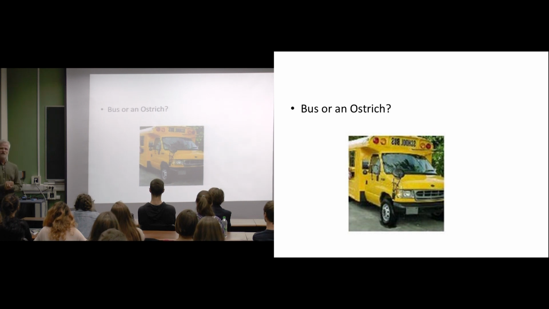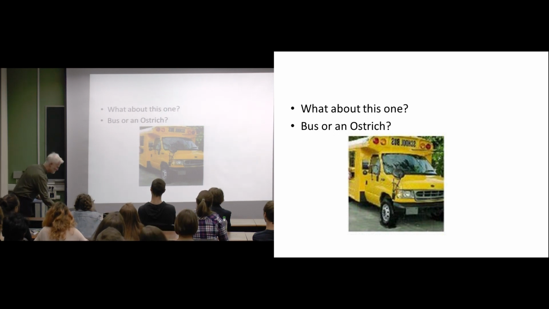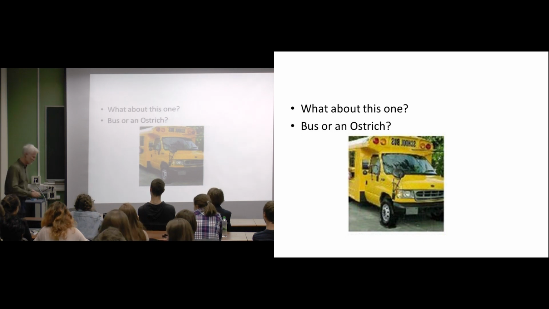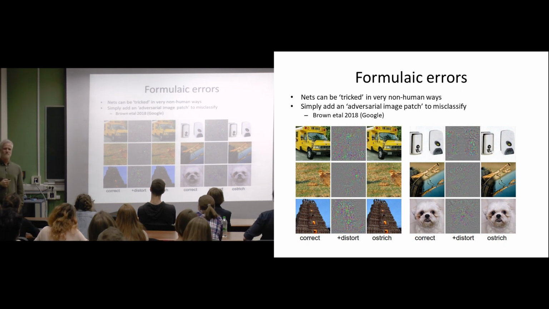A little quiz to make sure everyone's still awake. Is this a bus or an ostrich? Bus. Okay, good. Everyone's still with me. What about this one? Is it a bus or an ostrich? Still a bus. Yep. Okay. Nobody here had a real problem with that, right? Well, okay. Most didn't have a problem with that. Deep learning neural networks would have.